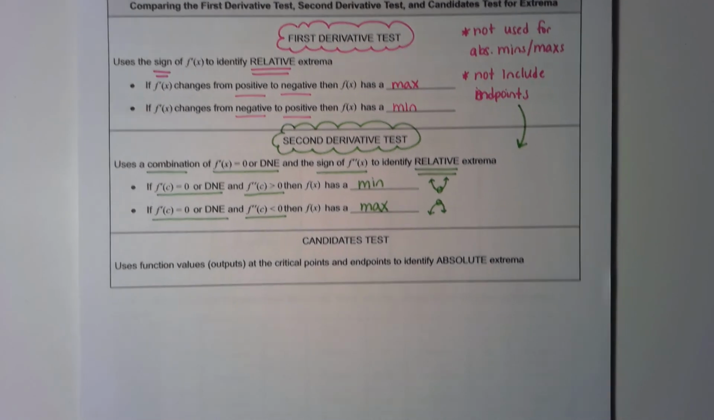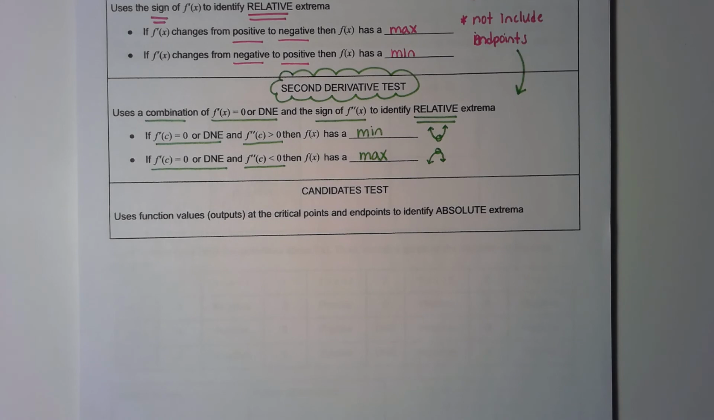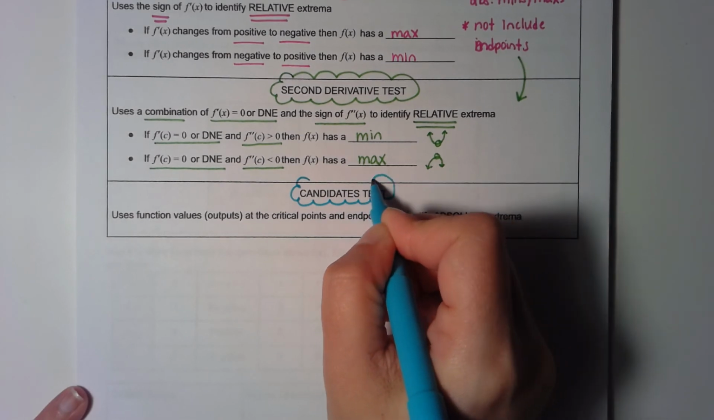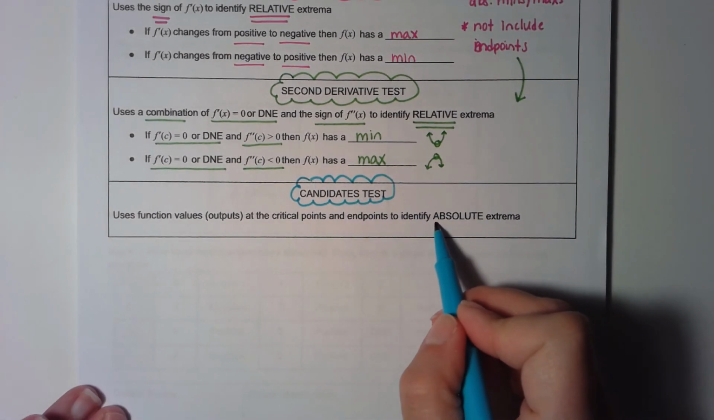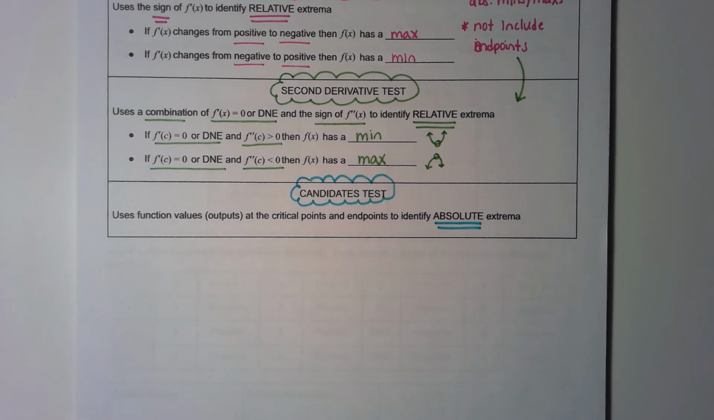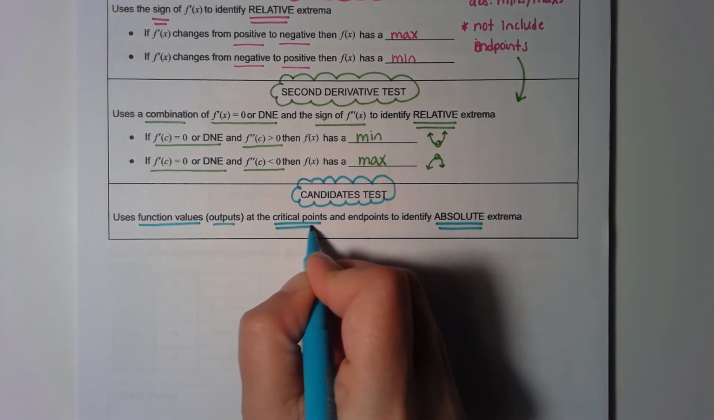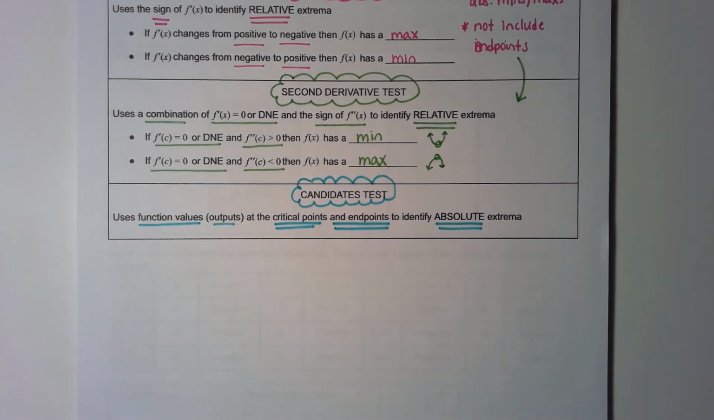The last test we learned, and this is the one we learned today, so we're probably not going to be quite as familiar with this because we haven't practiced it yet, is the candidates test. This is the only test that we have that allows us to identify absolute extrema. So if I ever ask you to find the absolute max or the absolute min, this is the only way to do that. And this is going to be when we use the function values, which are the outputs, at the critical points and the endpoints. So this is the first time and the only time we include the endpoints as our candidates. That's going to help us find where the highest of the highs and the lowest of the lows would be located.